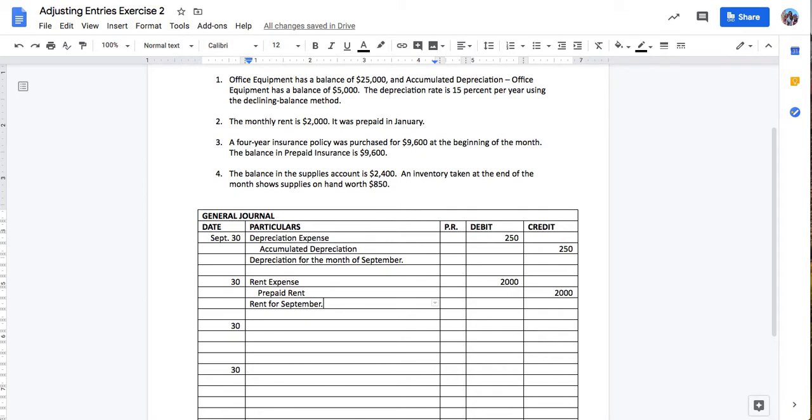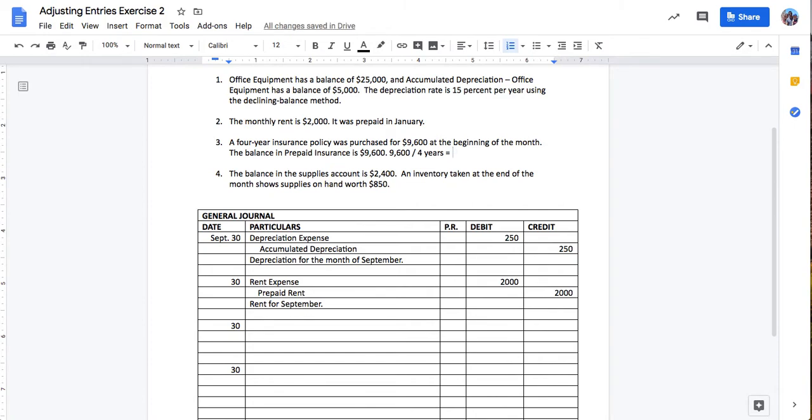This third one is a little bit different than the rent because at the beginning of September we bought a 4-year insurance policy for $9,600 and the balance is still showing as $9,600. So here's what we need to do. We need to take $9,600 and divide it by 4 years. The reason we divide it by 4 years is because that insurance policy has been taken out for 4 years.